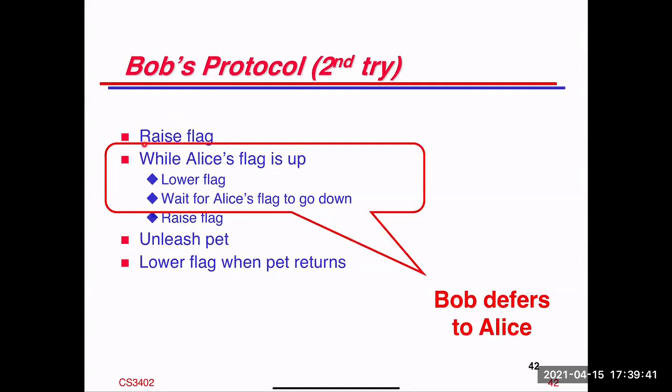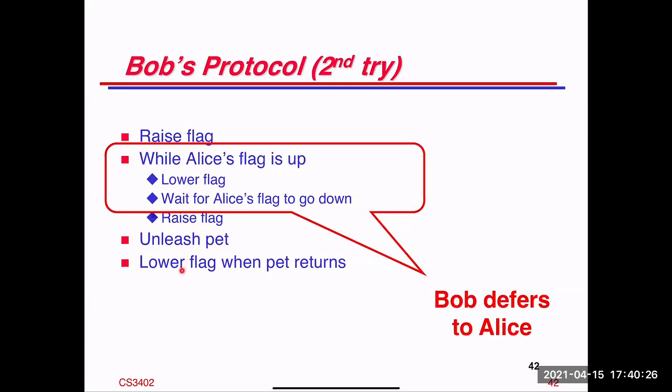So he still raises his flag initially, and then he checks whether Alice's flag is up. And if that's the case, he's just going to lower his own flag. And then he waits for Alice's flag to go down. Okay. So once he observes that Alice's flag is down, then he will raise his own flag, and then he will jump back up here at the start of this while loop, and again check if Alice's flag is up meanwhile. Right? It could have happened that since the last time that Alice's flag went down, it's already back up, and so he needs to check again. Okay, so Bob defers to Alice in case both of them are trying to get in.